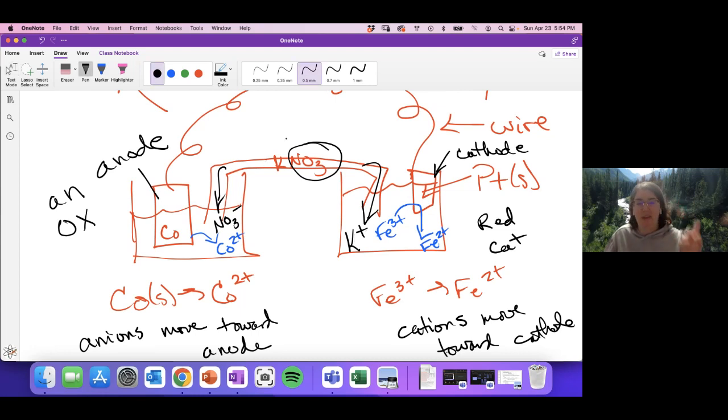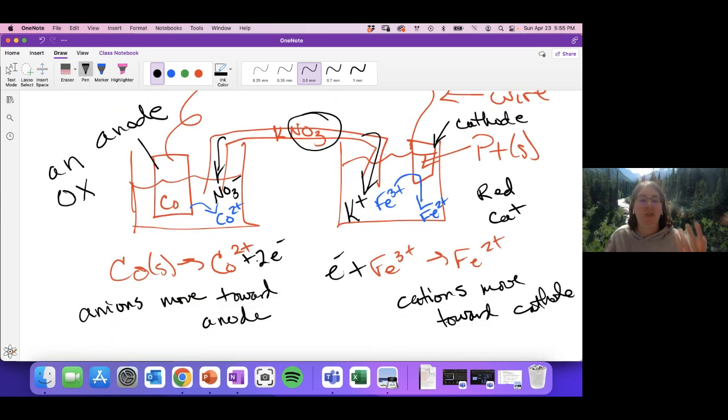Two things I haven't mentioned that usually go in this diagram. My electrons go through the wire. I didn't put electrons in these reactions. Plus an electron here, plus 2 electrons here. Sorry, I forgot to put the electrons in the half reactions.